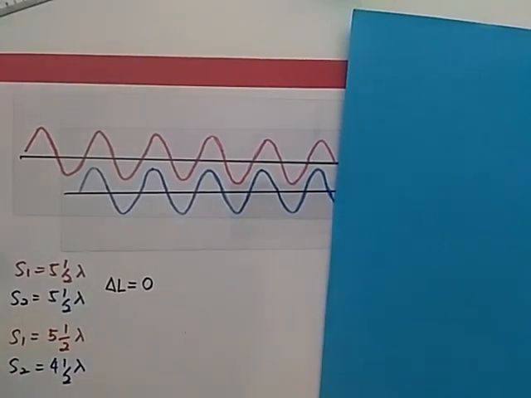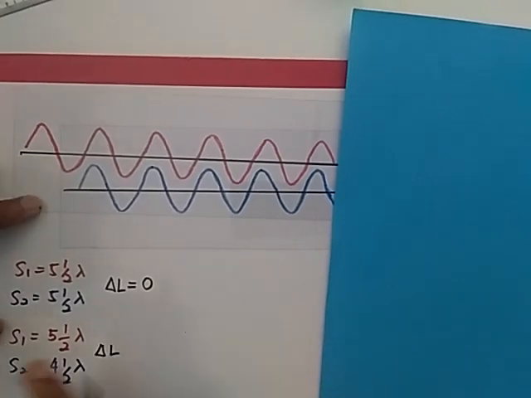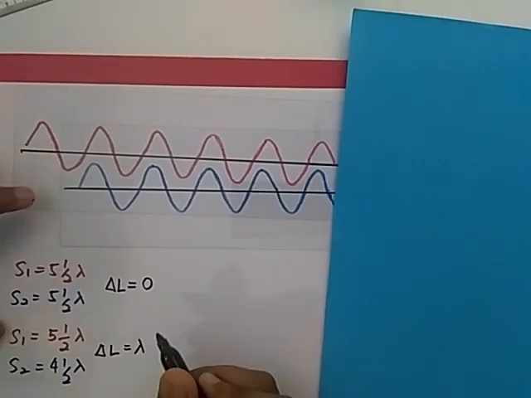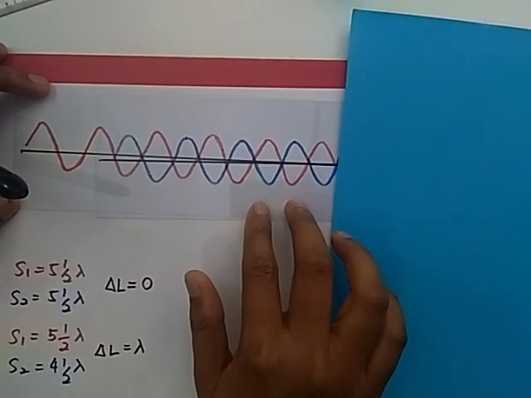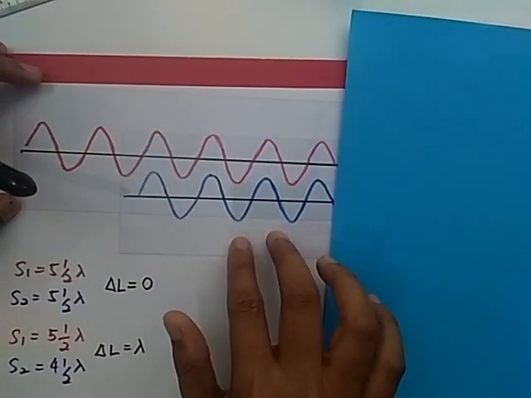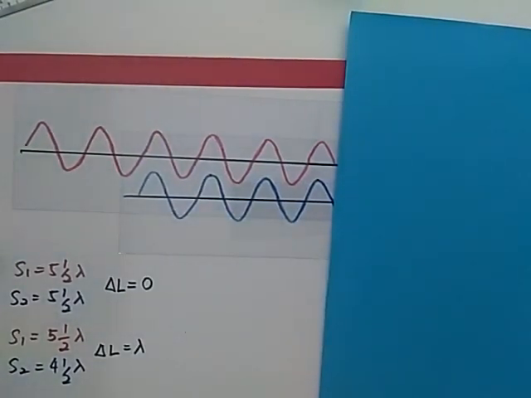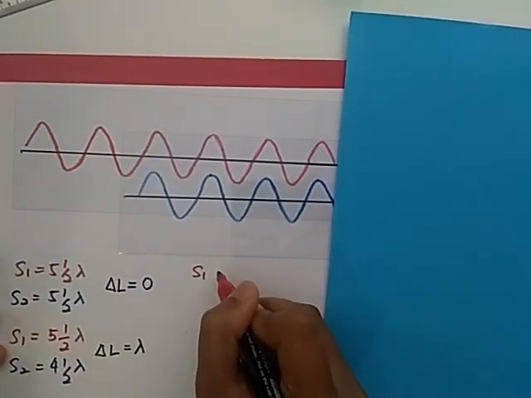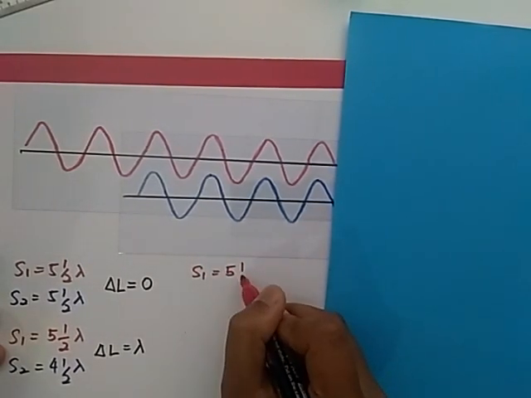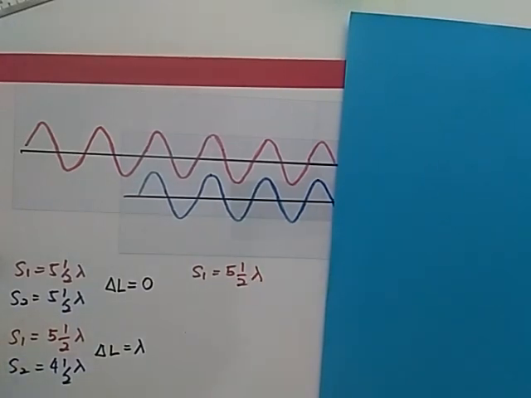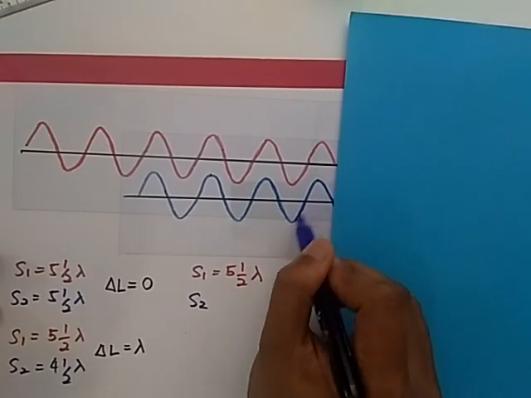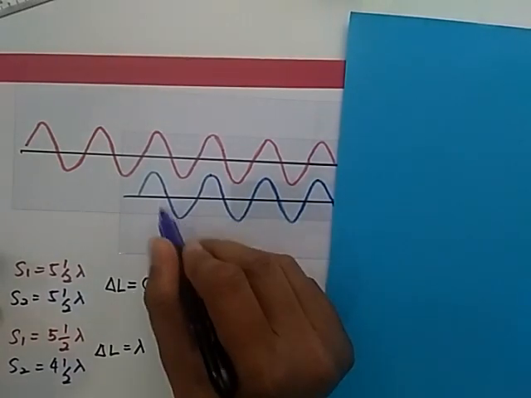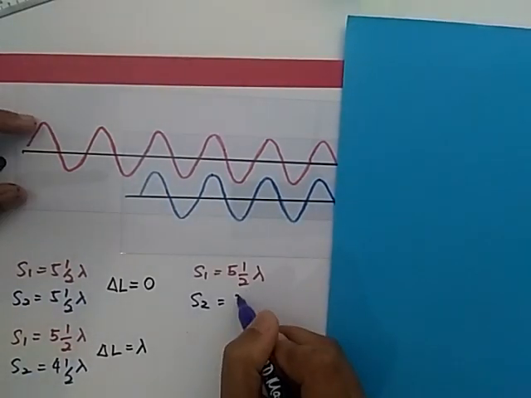Therefore, the path difference between S1 and S2 in this case is lambda. Agak-agak apa yang seterusnya? Destructive, constructive. Bagi kes ini pula, S1 is 5.5 lambda, manakala S2 is 1 lambda, 2 lambda, 3.5 lambda.